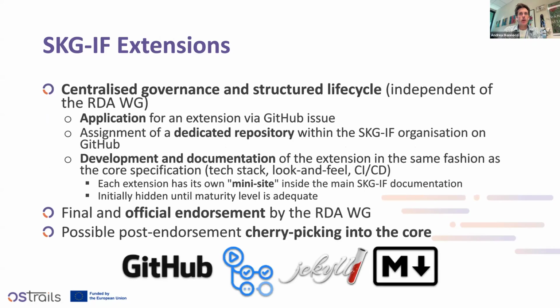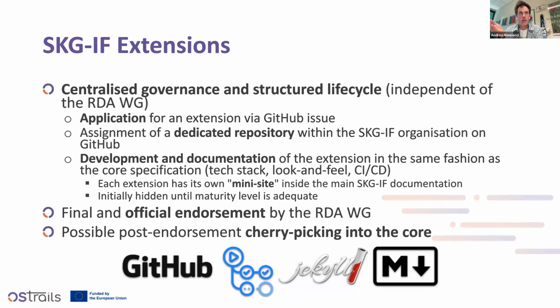We decided to opt for a centralized governance and structured lifecycle rather than having, for example, the GitHub fork mechanism in place. I mean, it's still there. I don't think you can prevent people from forking repositories on GitHub, but that's not the preferred way to interplay with the SKG-IF and the working group. So the workflow that we are describing in the extension is about applying for an extension via GitHub issue.